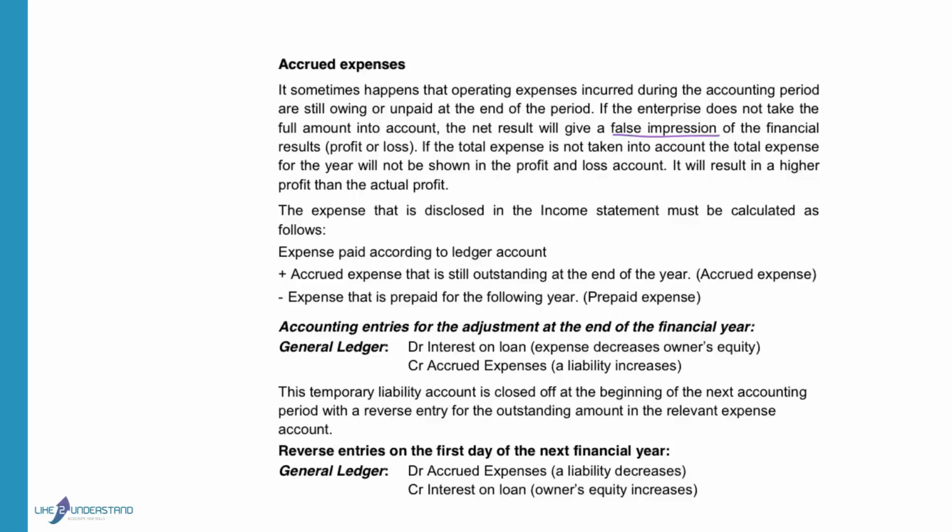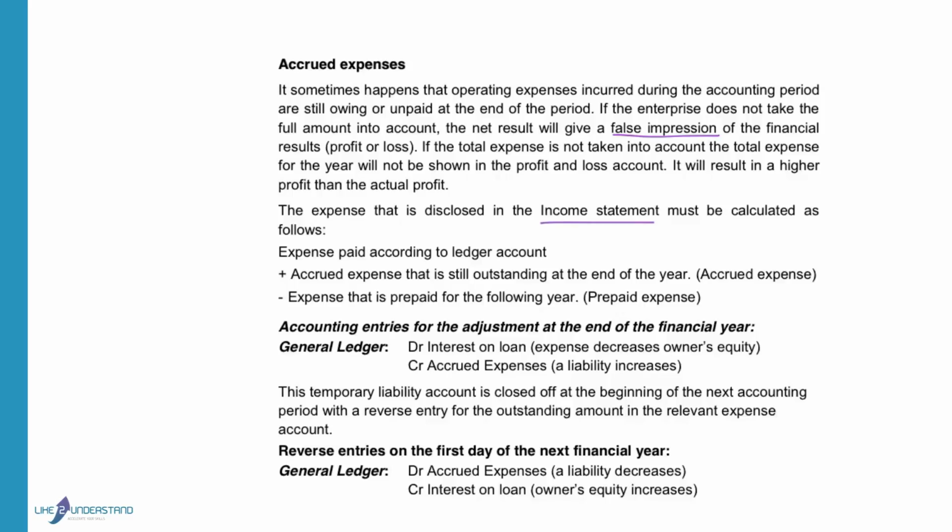So if the total expense is not taken into account, it means that the profit will show a higher amount in the profit and loss than it should have been. Therefore you have to adjust your expense account with the amount that you still have to pay so that you have the total amount in your expense account, and create a liability at the end of the financial year for the amount that must still be paid. This total expense will be disclosed in the income statement.